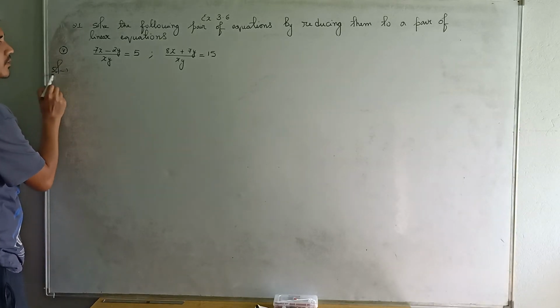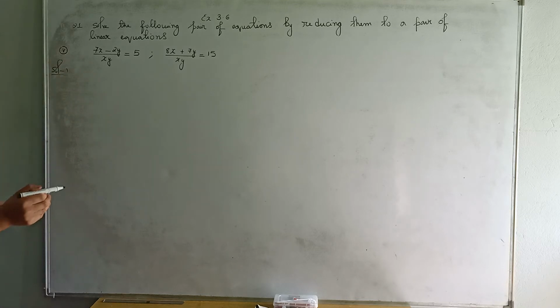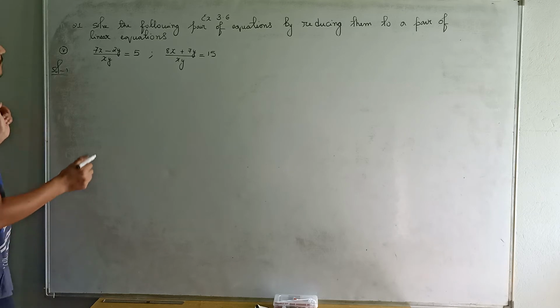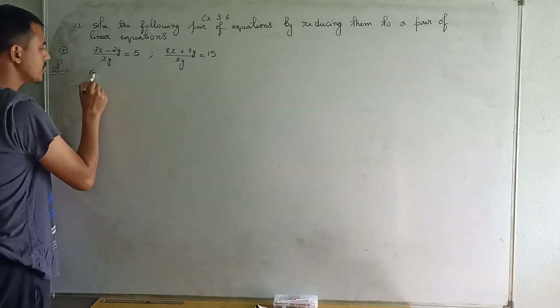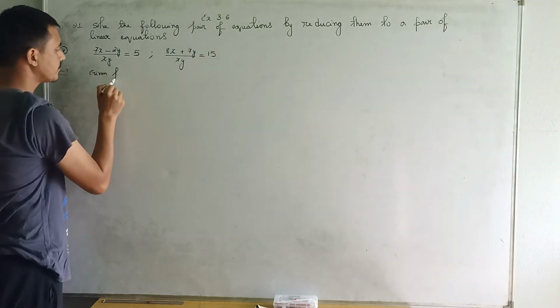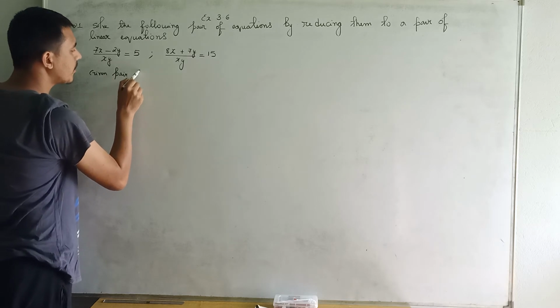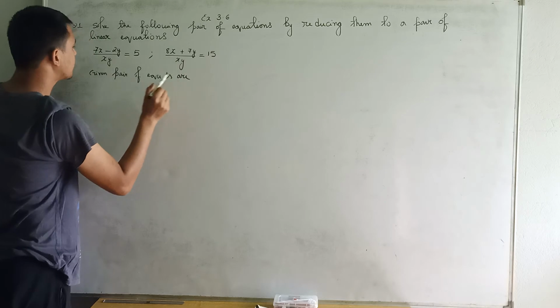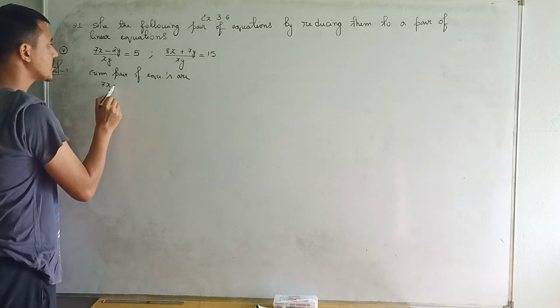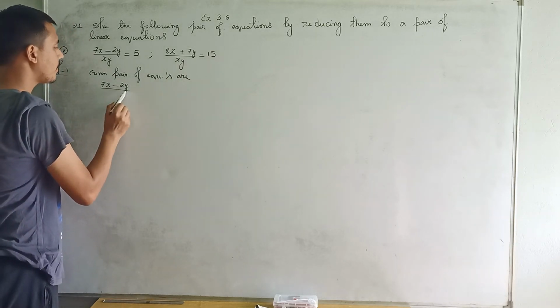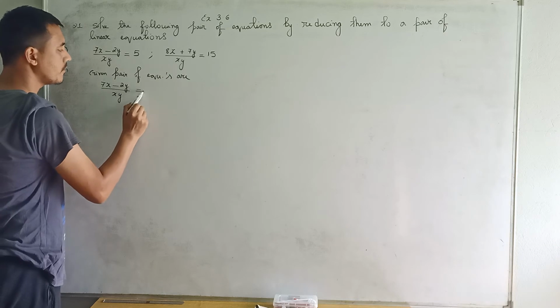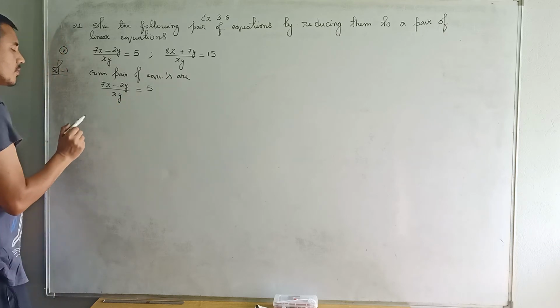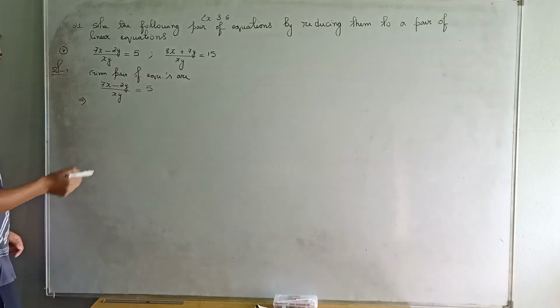So we shall start with this question. These are your given equations. Looks really simpler now. So your given pair of equations are 7x minus 2y upon xy is equal to 5. See, there is nothing to be done. You need not cross multiply.